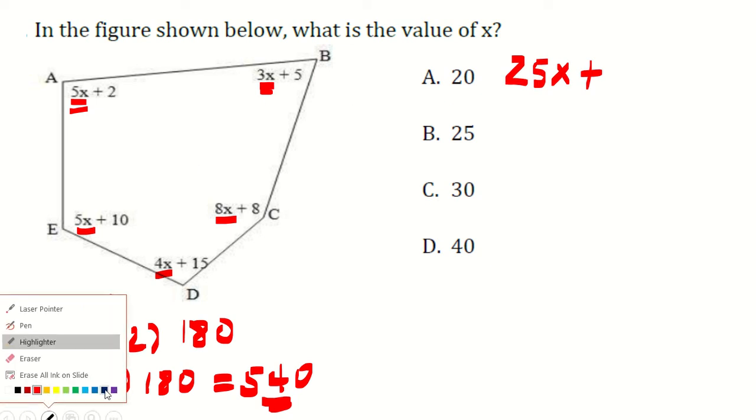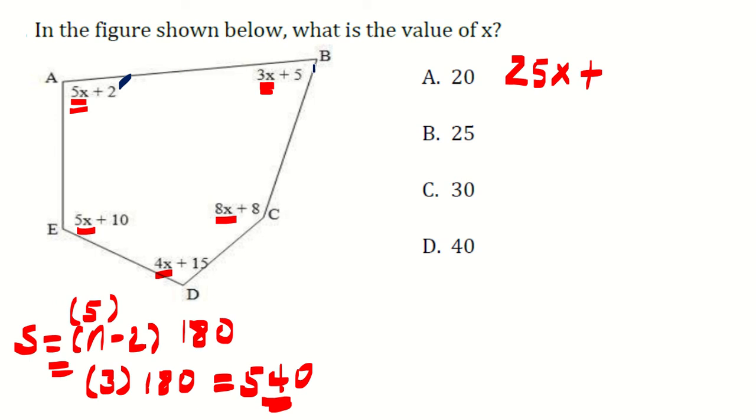Okay, let's change the color. The numbers are 2 and 5 and 8 and 15 and 10. Let's add 2 plus 5, 7 plus 8 is 15, and 15 and 15 is 30, plus 10, it's going to be 40. The whole together is 540. How does 540 come? We did it here. It's a 5-sided figure. The total sum of any n-sided polygon is calculated by the formula n minus 2 times 180. This time, since it is a 5-sided figure, we did it in that manner.